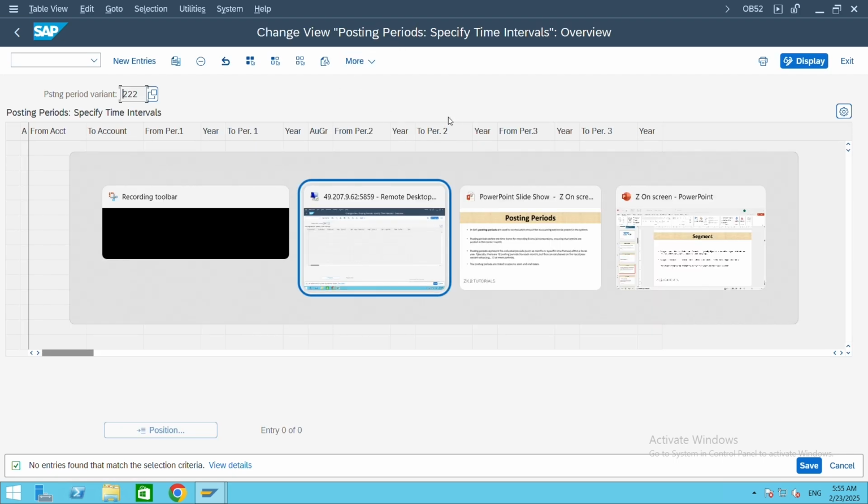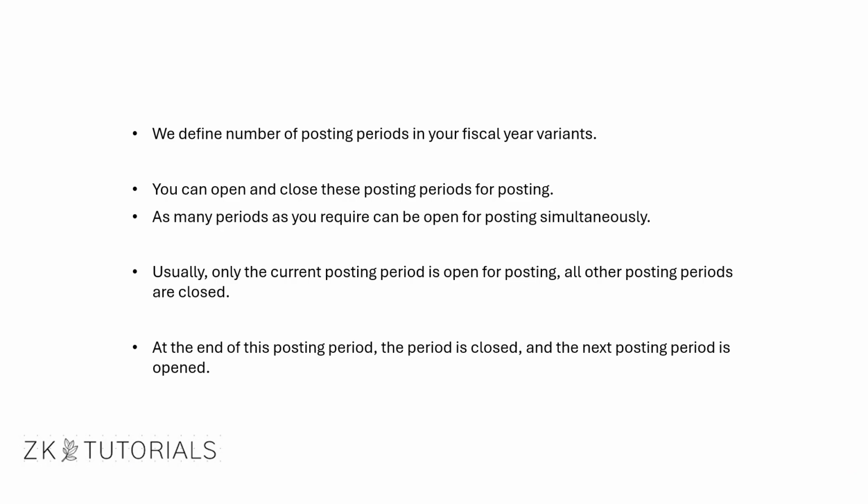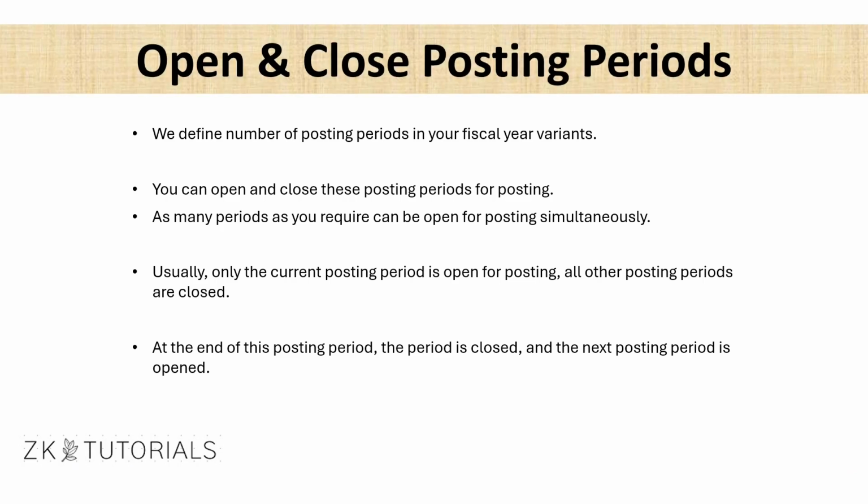Now we will see what open and close posting periods are. We define the number of posting periods in our fiscal year variants. You can open and close these posting periods for posting. As many periods as you require can be open for posting simultaneously. If we want to open two months, January as well as February, we can. We can even open for the total year, or for just one month.